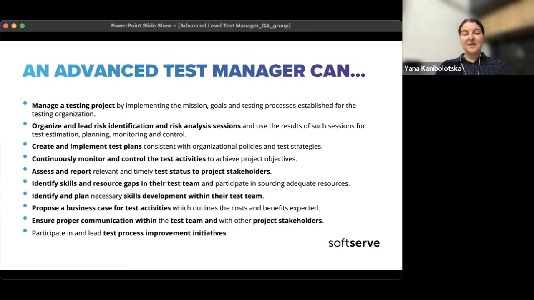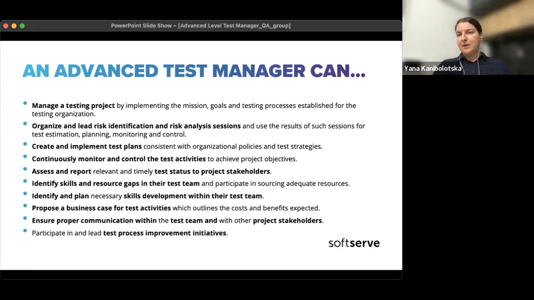The next one is ensure proper communication. It's more about soft skills. Definitely testers, and especially testing leadership, the test manager, usually ensure proper communication within the test team and between the test team and other stakeholders. So about the dev part of the team, project management, business stakeholders, and everyone who is involved.